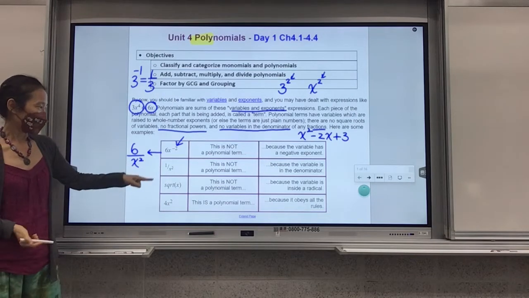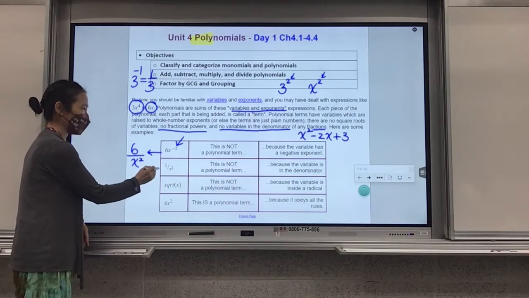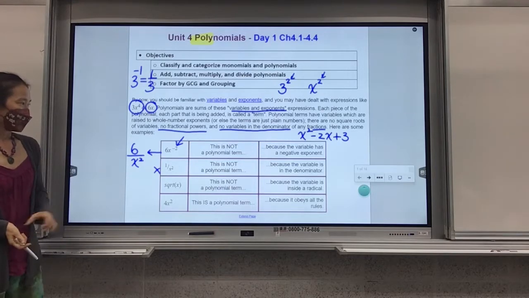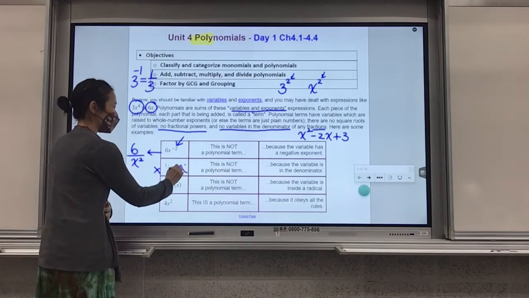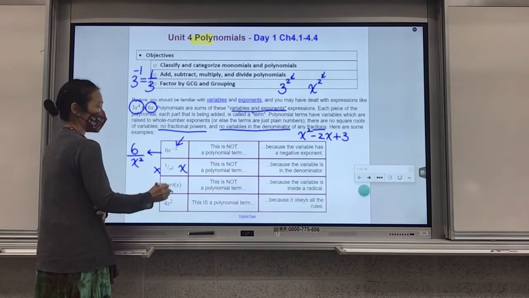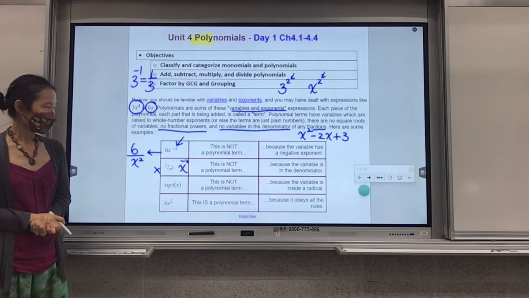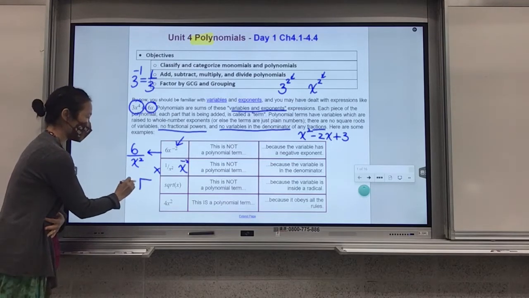Okay, so look at that. That is also not a polynomial. Variable in the denominator. If you write it with x to the exponent, that will be x to the power of negative 2. Square root of x.